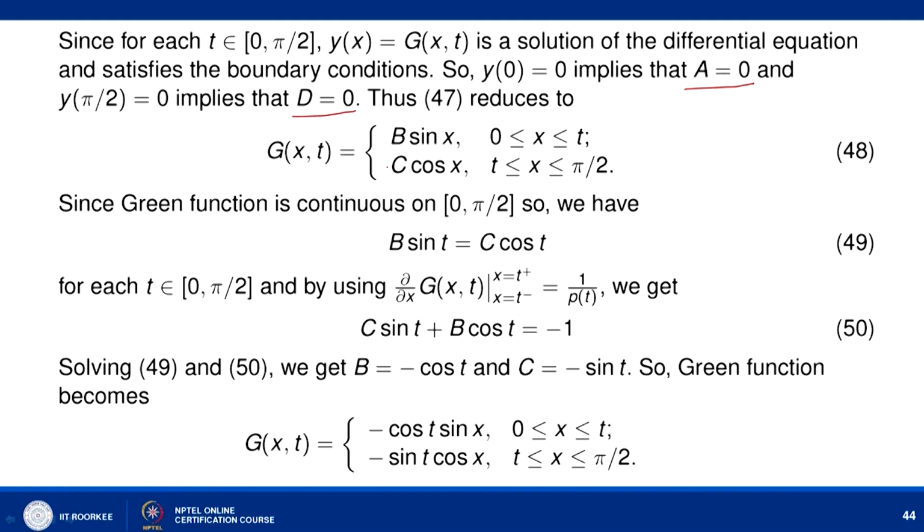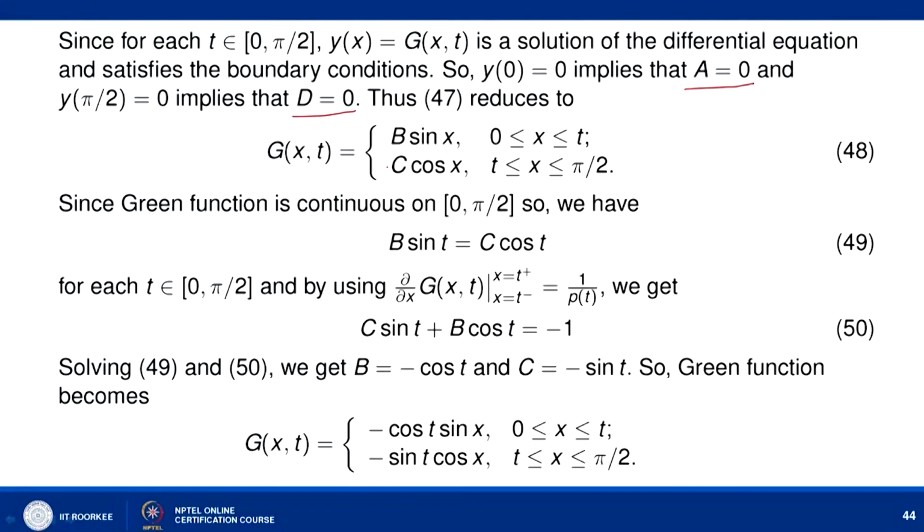What we have utilized so far is that G(x,t) is a solution of the differential equation, and with the help of this we constructed G(x,t), which satisfies the boundary condition. So, with the help of the boundary condition we have fixed a and one other constant. Now, let us fix the remaining constants b and c, and for that we have two conditions: G(x,t) is continuous and its derivative has a jump discontinuity. Since the Green's function is continuous on 0 to pi/2, let us check the continuity at x equal to t.